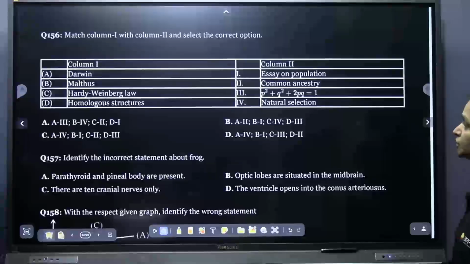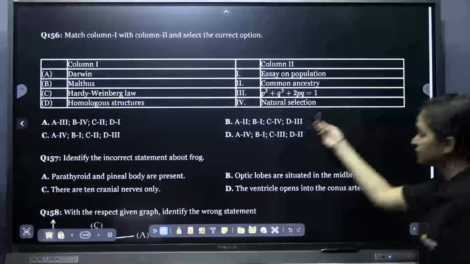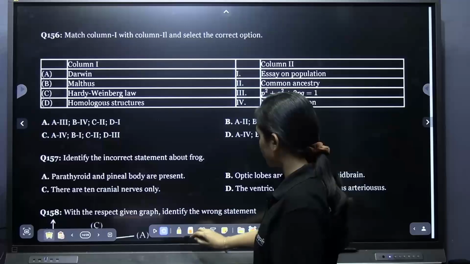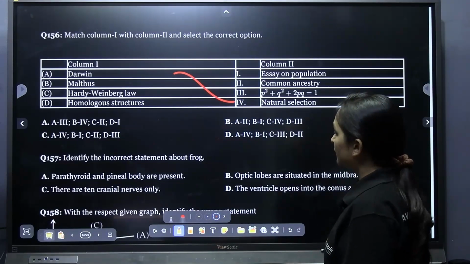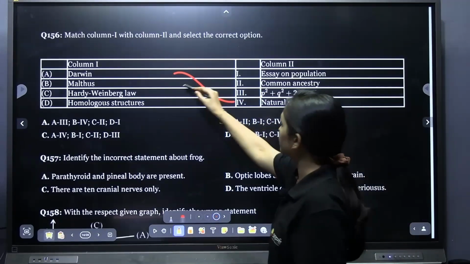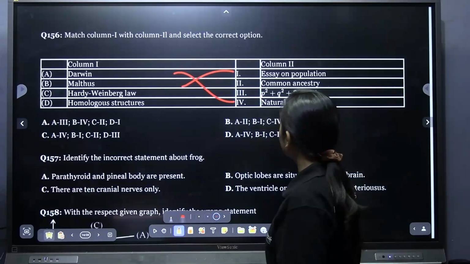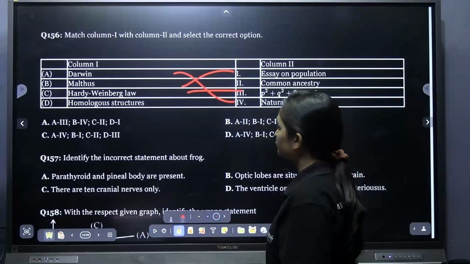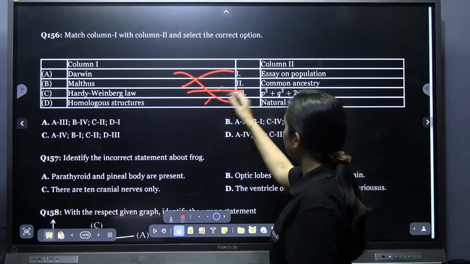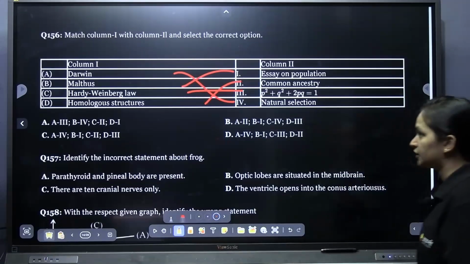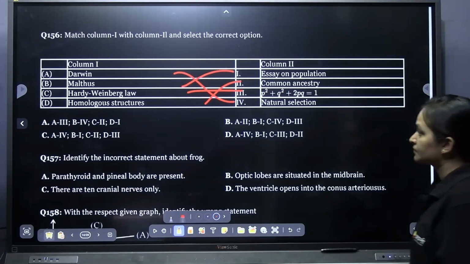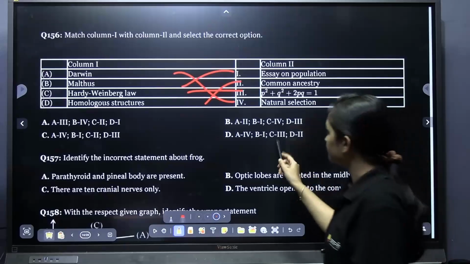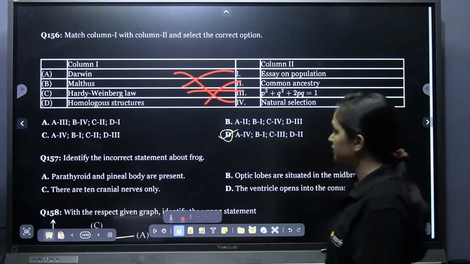Match the column 1 and 2. Darwin, definitely without any second thought, mark it as natural selection. Malthus, essay on population. Hardy-Weinberg equation is here. Homologous structures come from common ancestry. A4, B1, C3, D2. D for Delhi is the correct answer.